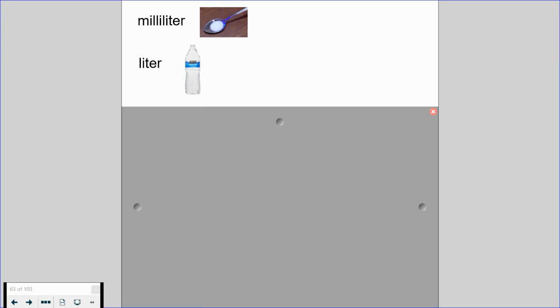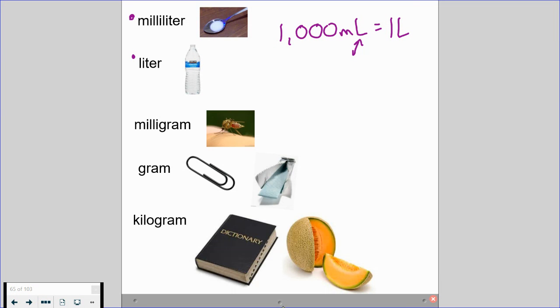So just to review the terms that you're going to need to remember, we're working with milliliters and liters. Okay, so liters is a bottle of water, milliliters is the liquid on a spoon. Remember, it takes 1,000 milliliters to equal 1 liter. And remember, in the abbreviation, we use an uppercase L for liter, so that way it doesn't get confused with the number 1.